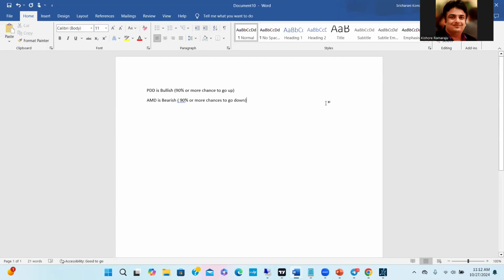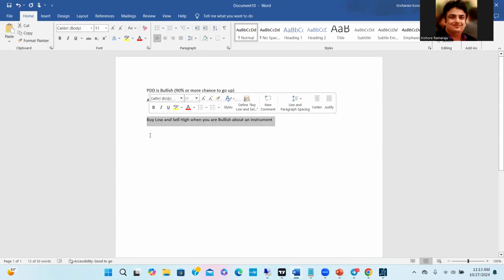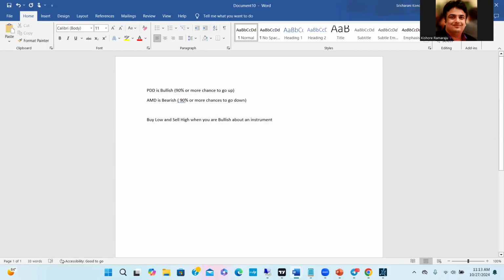So now in trading, you can buy low and sell high when you are bullish about an instrument. Or, many people think that only if the market is in an uptrend we can make money. But there is one more way. Even though you don't have AMD stocks in your account, if you have sufficient value in your account, you can sell high and then buy low when the price goes down.